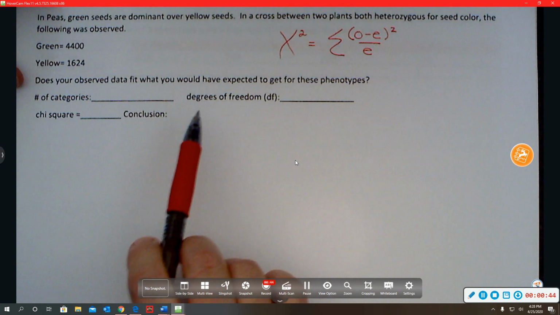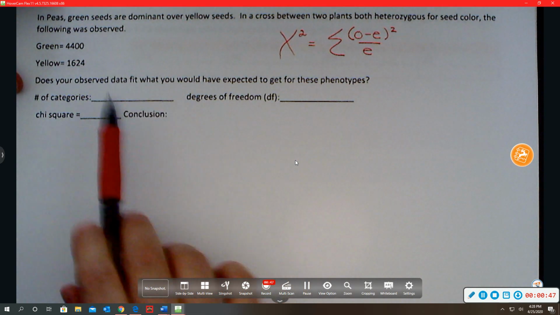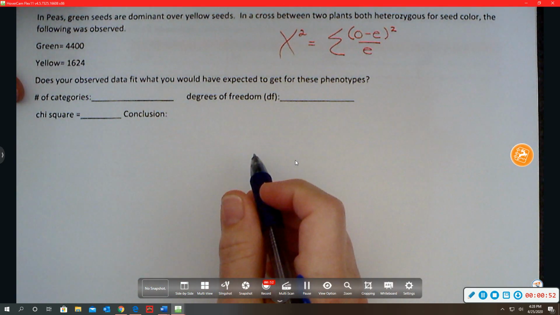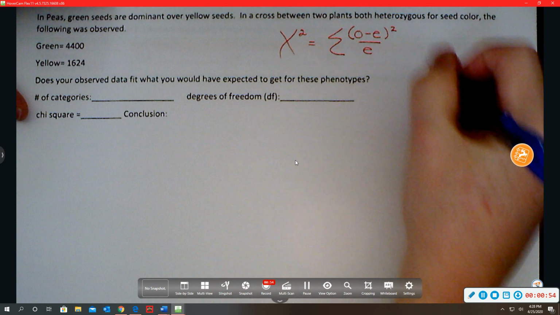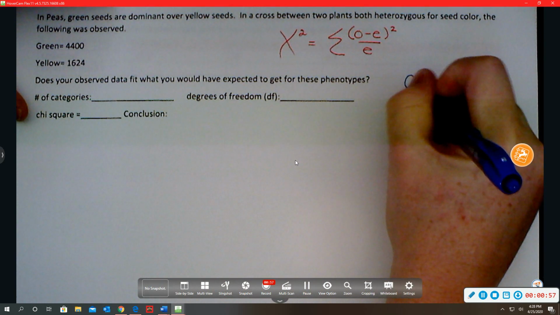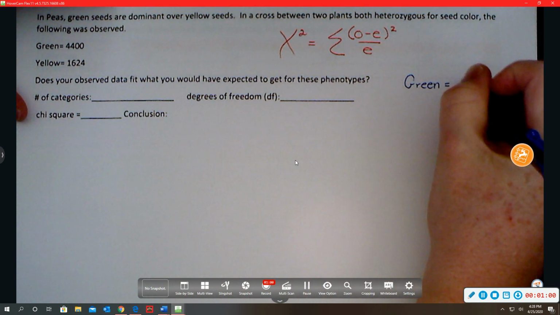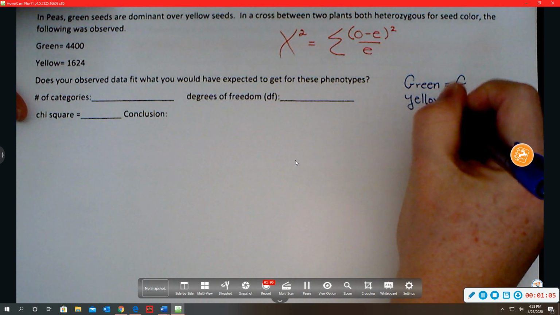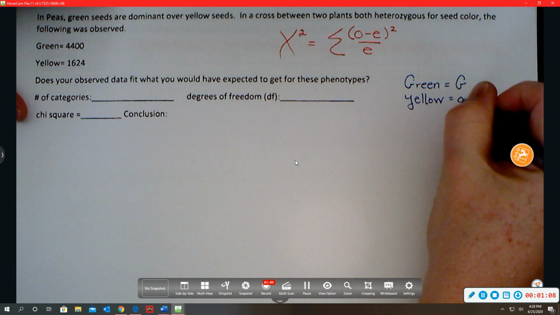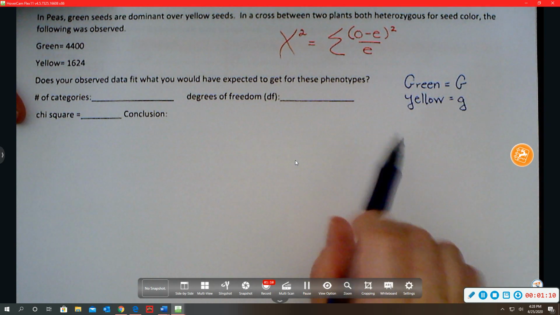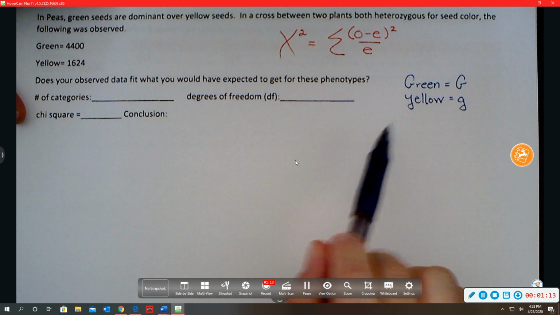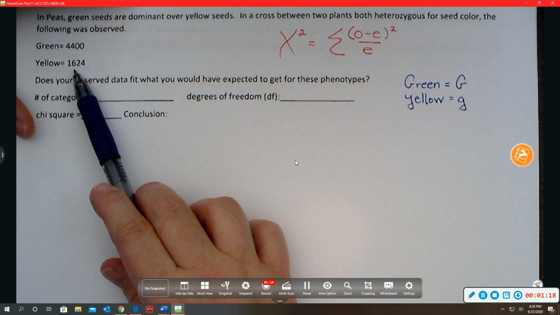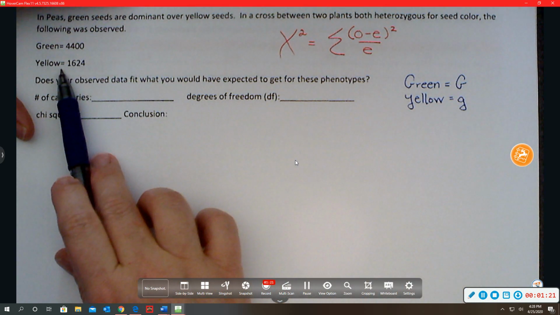So we're going to have to relearn how to do Punnett squares, or at least remember how to do Punnett squares. So this is a pea plant question. In peas, green seeds are dominant over yellow. All right, well, let's assign a big G for green and for yellow, the recessive little g. A cross between two plants that are both heterozygous for seed color, the following was observed. So here's our observed data. All right, well, that's easy enough. They give us our data already.